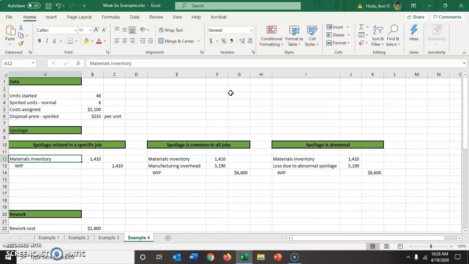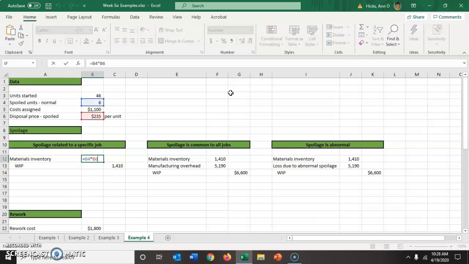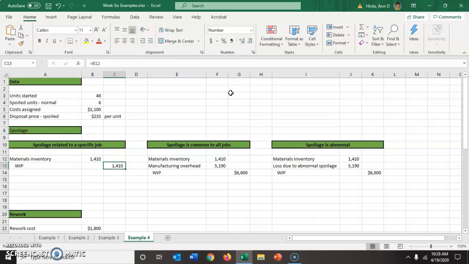So the first assumption is that these 6 units were spoiled or defective strictly because of one particular job we're working on. What we're going to do then is record a debit to materials inventory for the disposal value, the 6 units at $235. So we'll put those units back in materials inventory at effectively their net realizable value, what we think we can get for them. And then we'll credit that amount out of WIP for that particular job. Now notice what's happening. We're effectively letting this job absorb the cost of the spoilage less what we think we're going to be able to recoup.